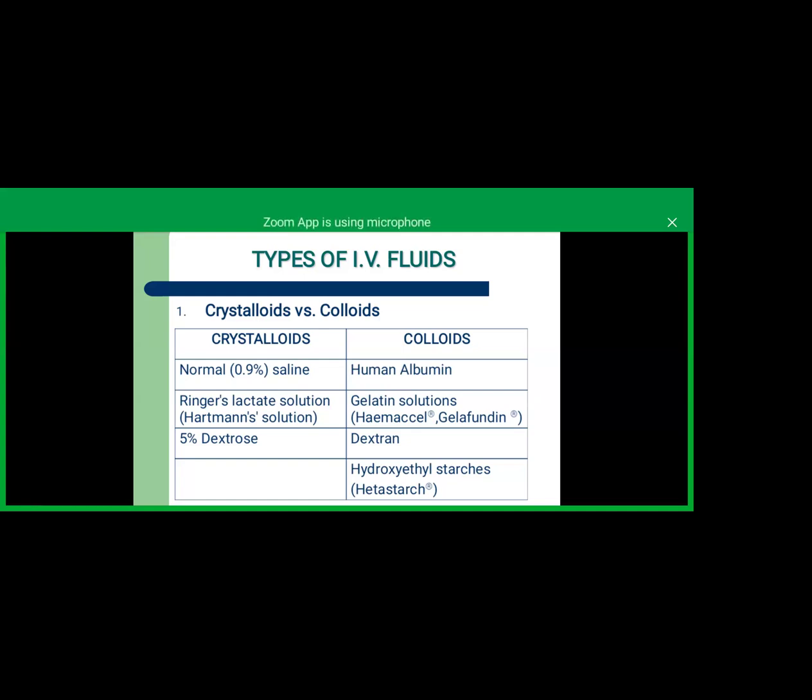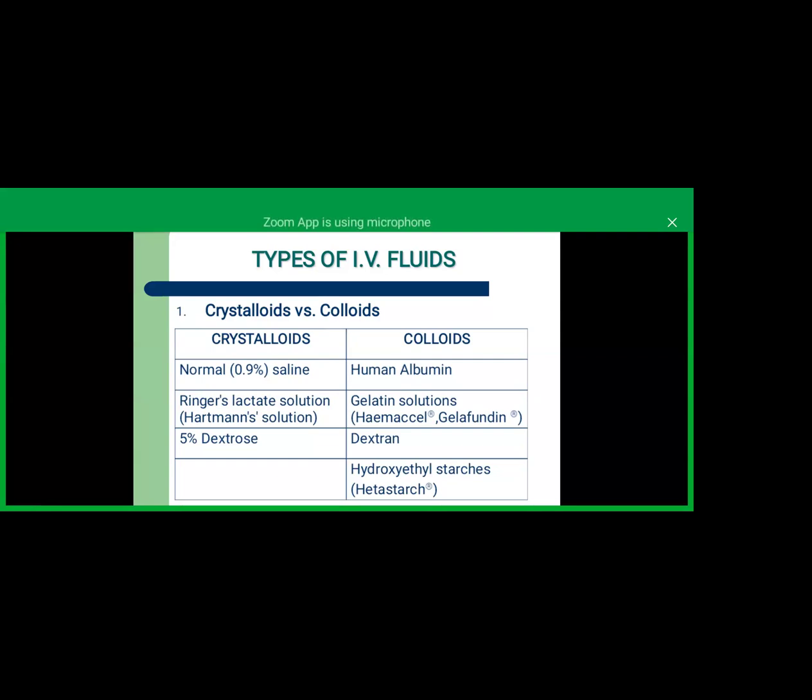So that's an example of a colloid. It's thick fluid with a lot of protein or a lot of carbohydrate. But crystalloid is water plus electrolyte. And of course, you guys know the most common crystalloid that we have is normal saline. Normal saline contains 0.9% sodium chloride. So that's the most common. You find it almost in all the accident and emergency units.